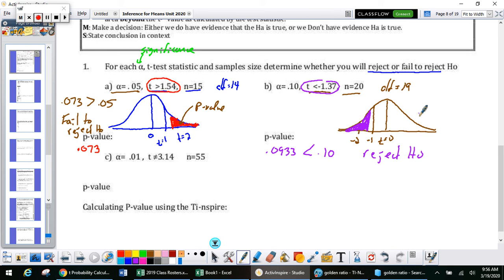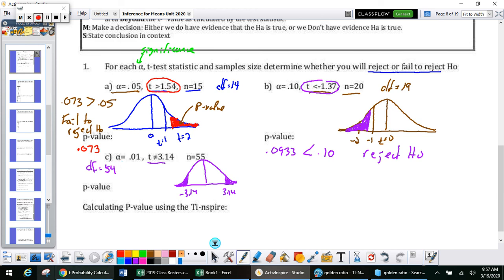Okay, last one. Alpha is 0.01. Now t is not equal to 3.14. Remember how this works. We come here in the middle, we go to 3.14, and I find everything above that. Because it's not equal to, I also go to negative 3.14 and find everything below that. So I have two areas here. And don't forget my degrees of freedom are 54 here.